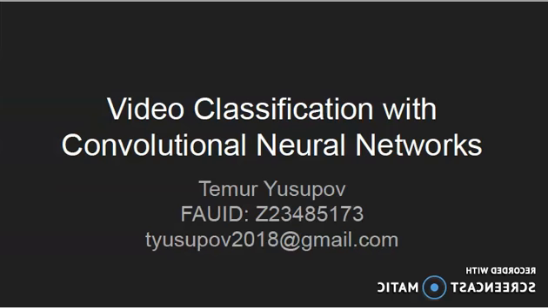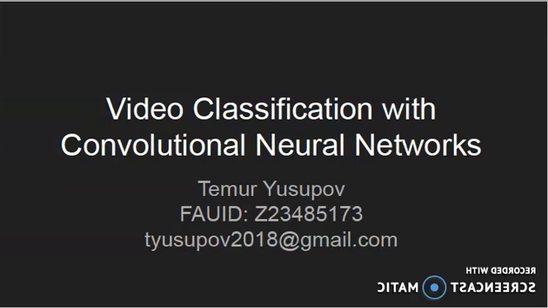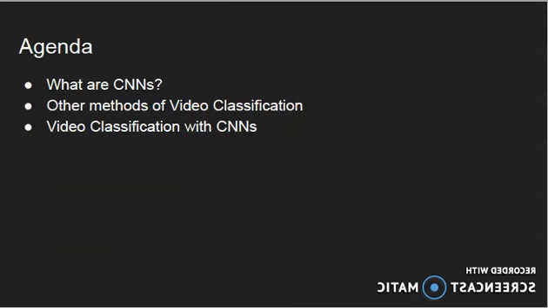First of all, I'm going to talk about the definition of convolutional neural networks, and then I'm going to talk about other methods which are used for classifying videos. And I'm going to talk about the actual use of CNNs for video classification.